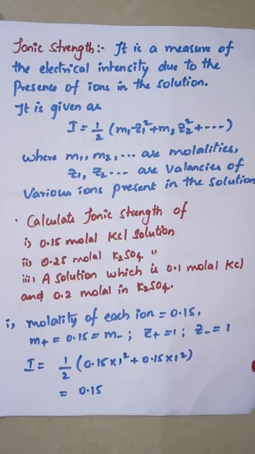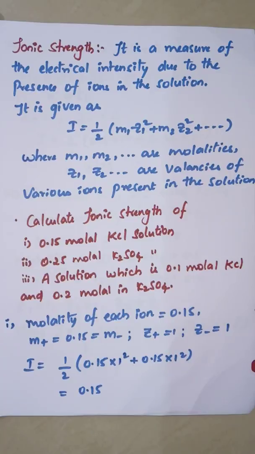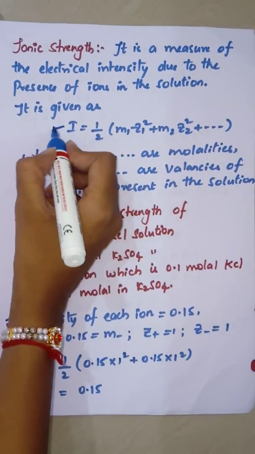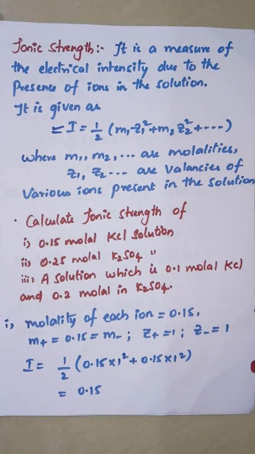What is ionic strength? It is a measure of electrical intensity due to the presence of ions in the solution. Now, how is it given? It is given by the formula I equals 1 by 2 (m1 z1 square plus m2 z2 square), where m1 and m2 are molalities and z1 and z2 are valencies of the various ions present in the solution. This is the basic formula which you have to remember, because based on it many questions do appear in the exam.